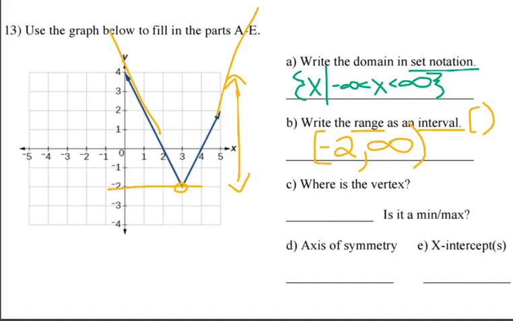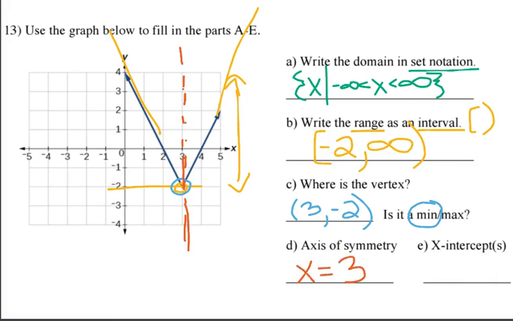All right, again, where is the vertex? Well, that's this point right here. In this case, it's 3, -2, and it is a minimum vertex because it's the very lowest point. The axis of symmetry is going to be where, if we were going to cut this graph in half, and it was going to be symmetric on both sides, where is it going to hit the x-axis? Well, it's going to hit it at 3. Be sure you write it like an equation with an x equals, because it's actually the equation of that line.